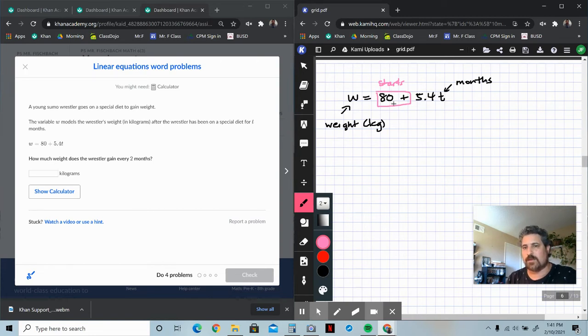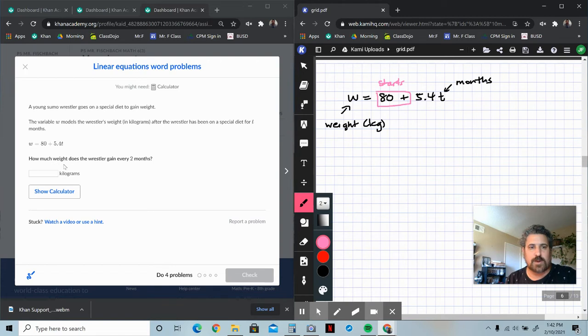And when we're looking at the components here, this 80 plus is the starting weight. This is the amount that is growing at this rate, 5.4 kilograms of weight per month. And then together, that total is the weight that this wrestler has at different amounts of months.